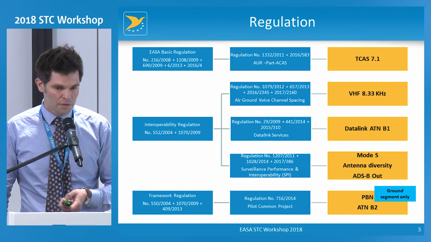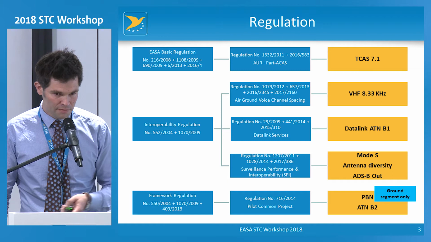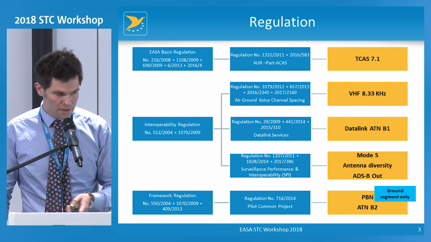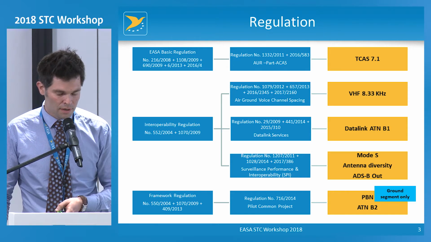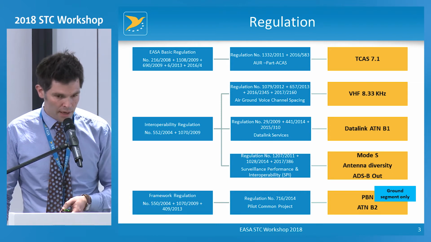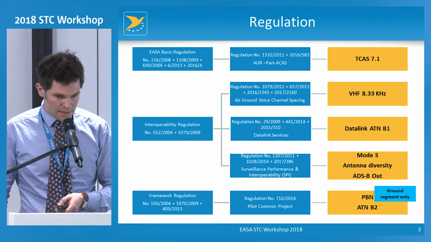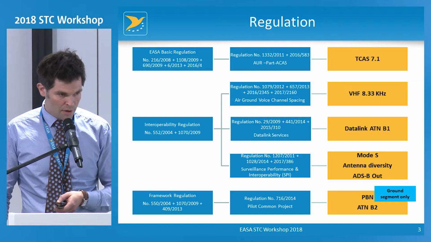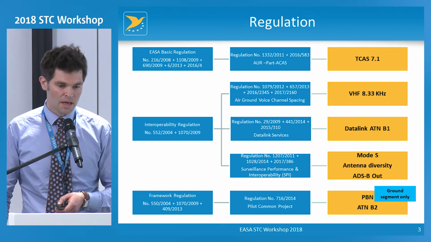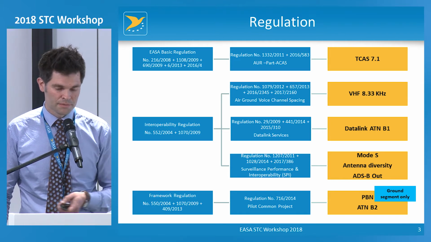On the mandates, we have the TCAS 7.1 first, to install a new design of array for TCAS. You also have the VHF 833 kHz. This is a mandate to have aircraft installed with radio allowing 833 kHz voice channel spacing. You have the mandates regarding Datalink, to have aircraft installed with Datalink capability with ATN baseline 1. And you have all the mandates regarding transponder, Mode S, and ADS-B Out.